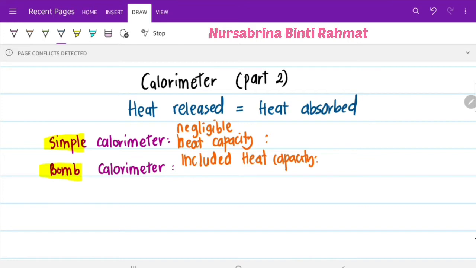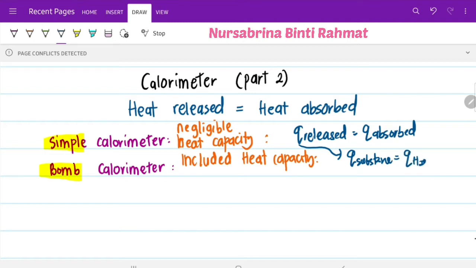For a simple calorimeter which has negligible heat capacity, Q release is simply equal to Q absorbed, which is mostly the Q of your water. So Q substance equals Q water, or another substance that is present. Whereas for the bomb calorimeter, since we must include the heat capacity of the calorimeter, it now becomes Q of the reaction, and this reaction can refer to any substance, equals Q water plus Q calorimeter.